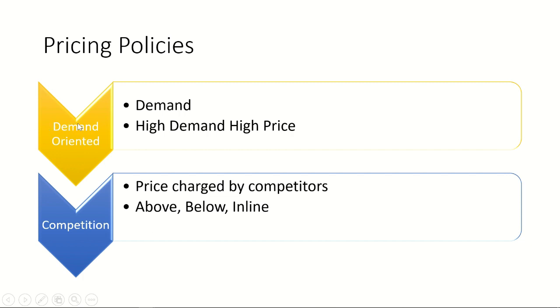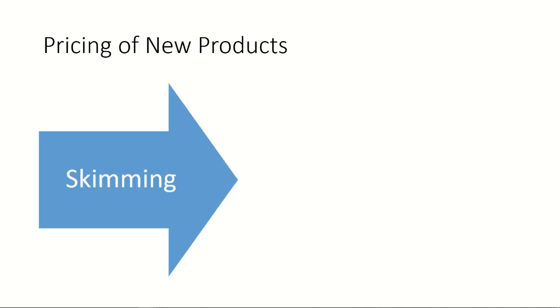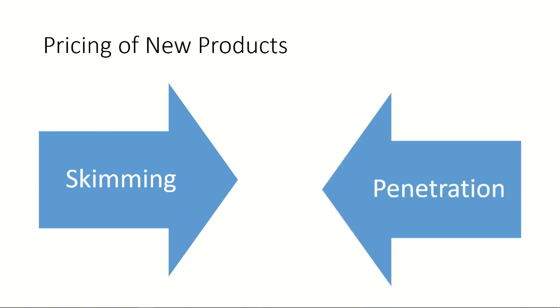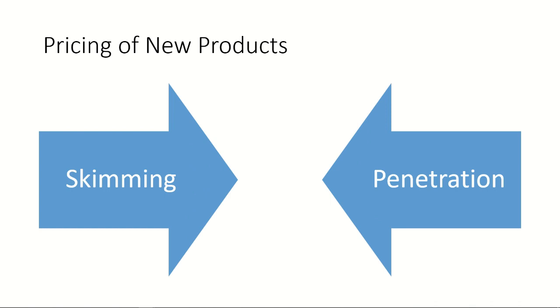So in the demand oriented pricing, the price is decided based on demand, and in competition oriented pricing the price is based on the price charged by the competitors. And next one is the pricing of new product. There are two methods for the pricing of new product. First one is skimming pricing, and second one is penetrating pricing.